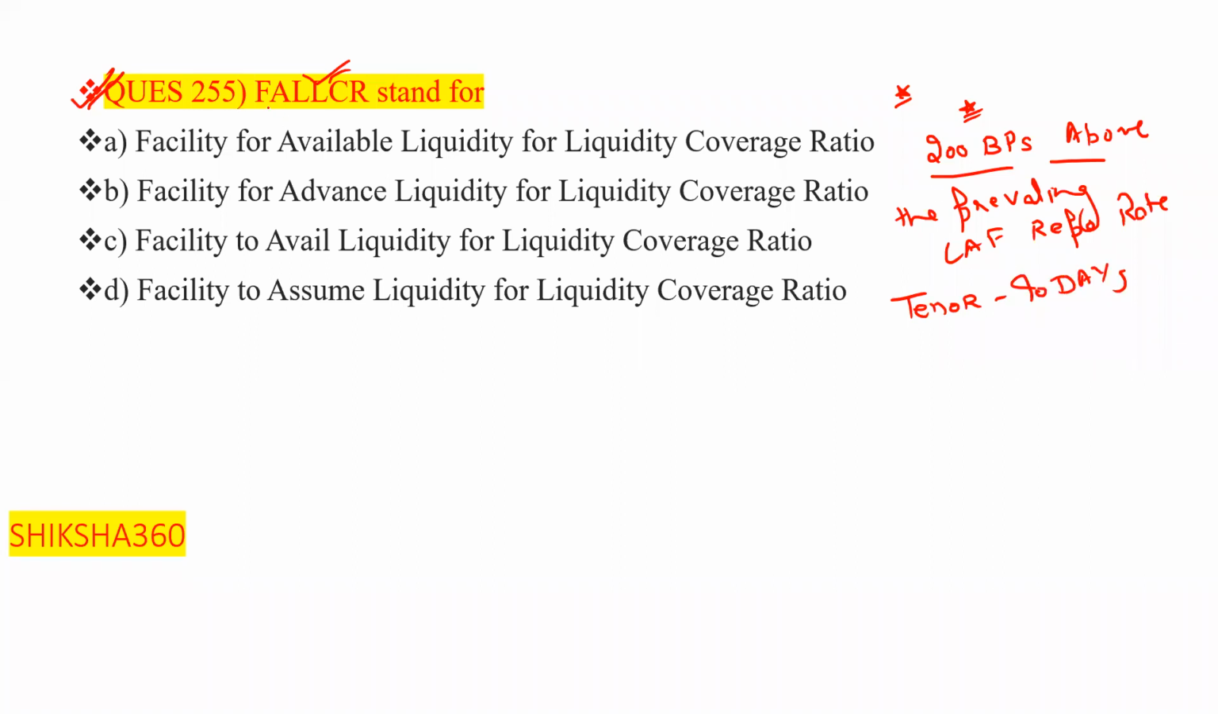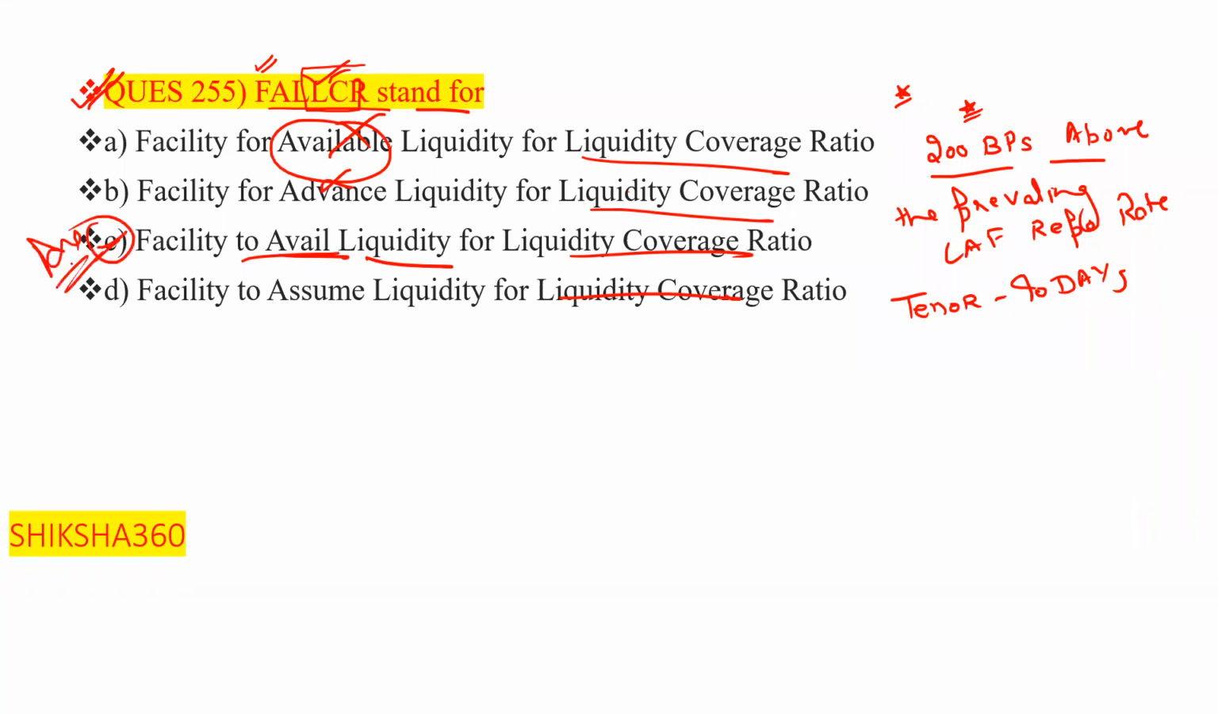So what is the full form of FALLCR? That is FALLCR, LCR is the same, liquidity coverage ratio. In all the options you will find that this one is same. So FAL, that is facility. A facility for what? To avail liquidity. Option number C is the answer. Facility to avail liquidity for liquidity coverage ratio.